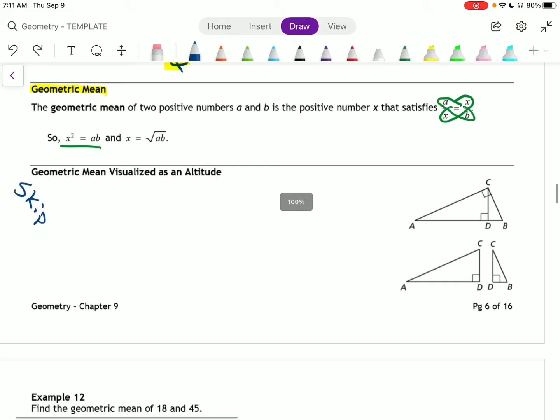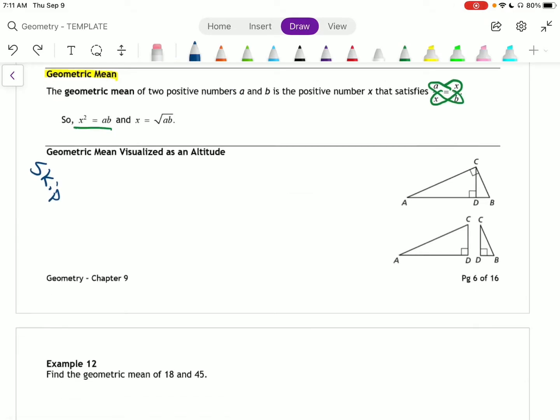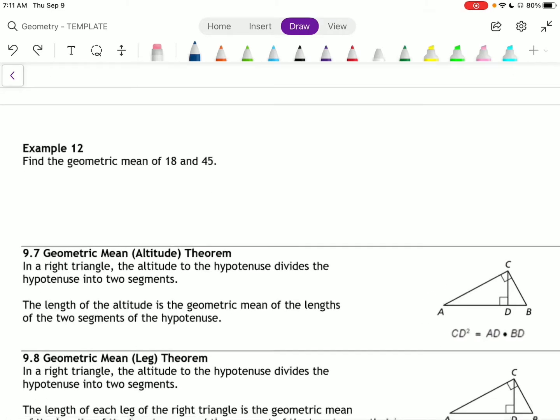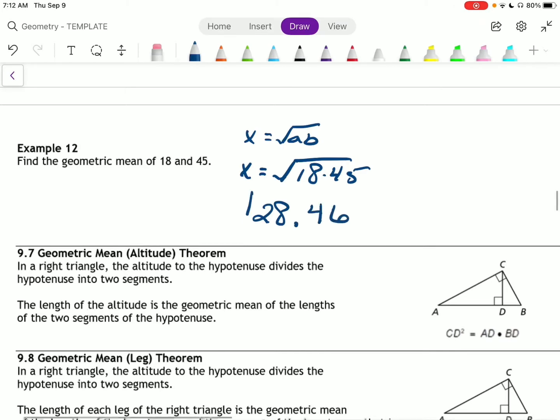All right, next up we have this. I'm going to skip this because there's a problem later on that does pretty well the same thing. Number 12. I just said that if we have this geometric mean, x equals the square root of ab. So I'm just going to plug in 18 and 45. x equals the square root of 18 times 45. What is the square root of 18 times 45? That looks like 28.46. And I'm okay with us just finding a decimal there for now.